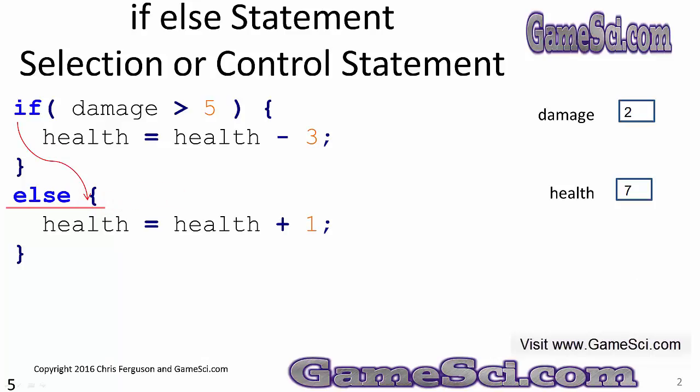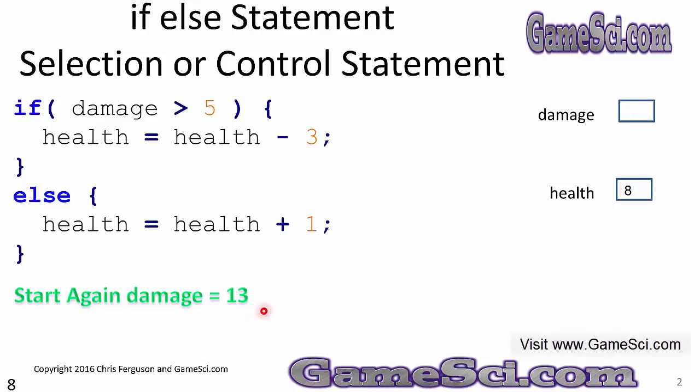When we execute the else code, the health equals health plus 1 will go, and our 7 became an 8. This is called a two-way decision, and you can see it's taking the second path, the else portion, because the condition was false. The Boolean value up here evaluated to false, 2 greater than 5 was false, so it selected the else code to execute. And of course, it continues on and finishes up the if-else statement. If there was any code below this, it would execute.